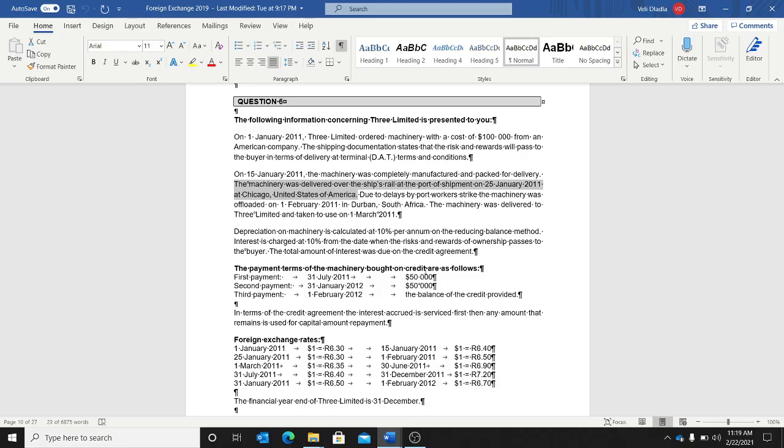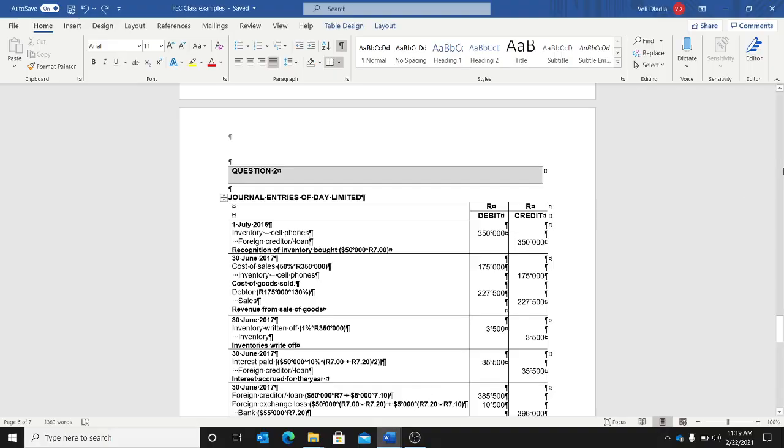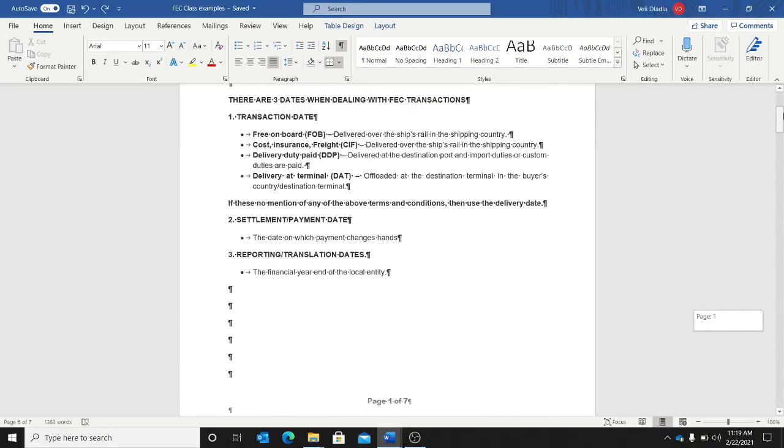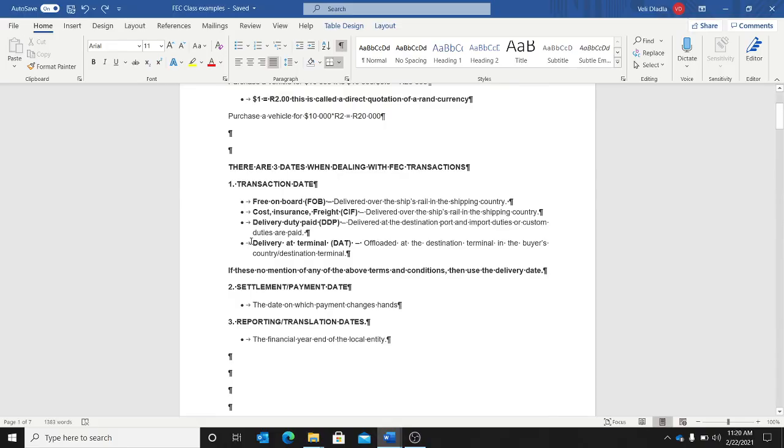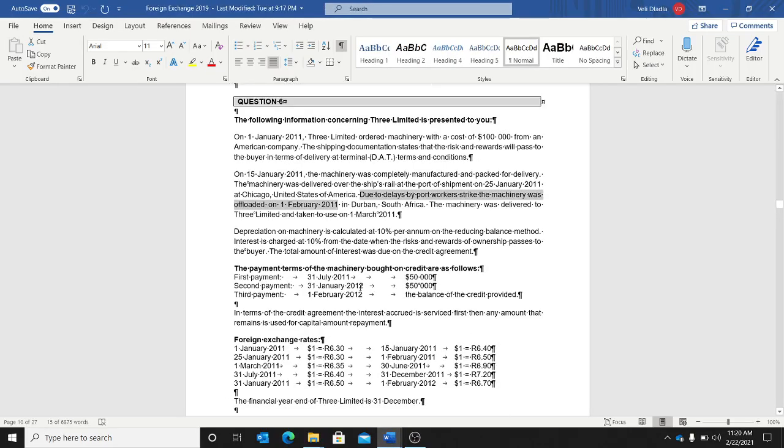So in this one, it's because we are dealing with the DAT. Due to the strike, the machine was offloaded on this date. You see, DAT, we look at the date when it was offloaded, isn't it? Now, you'll see when you look at the definitions that I've put here, DAT is offloaded at a destination port, meaning here in South Africa. Okay, so now if that is the case, that means your transaction date is 1 February in this one. Then you go here, you look at 1 February, $1 equals 650. Right, you bought something which is 100,000.